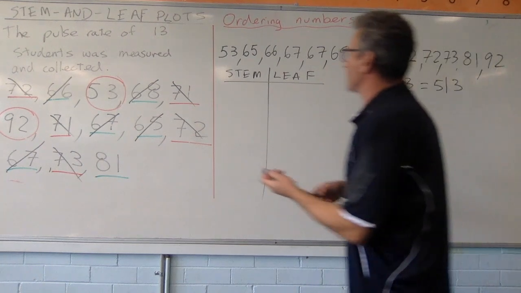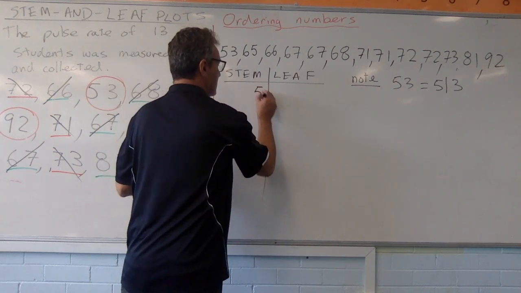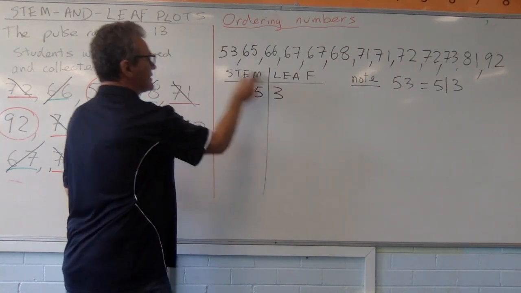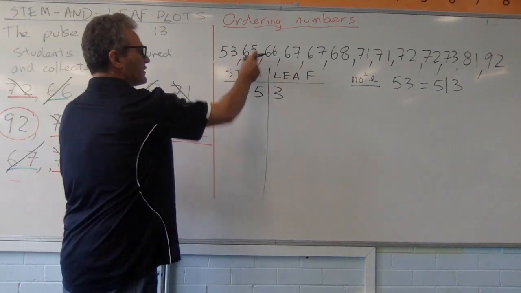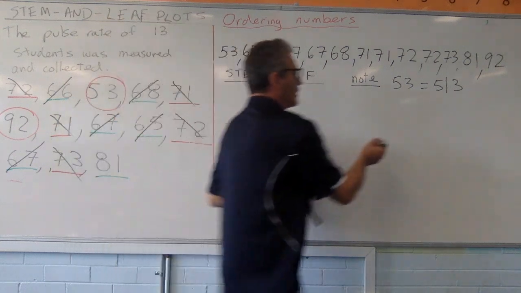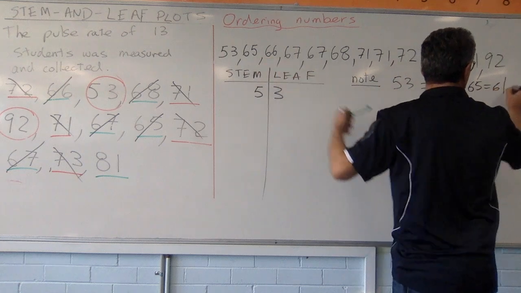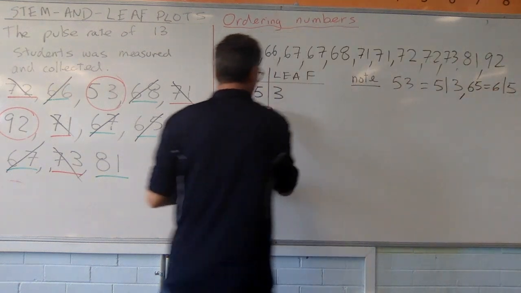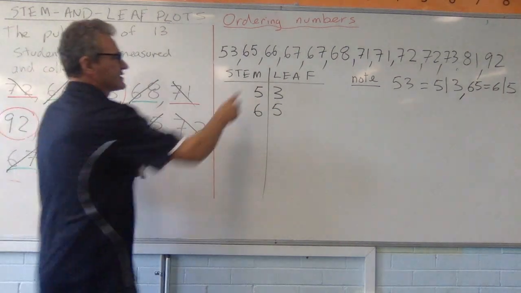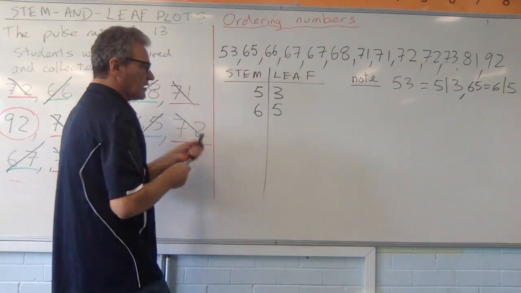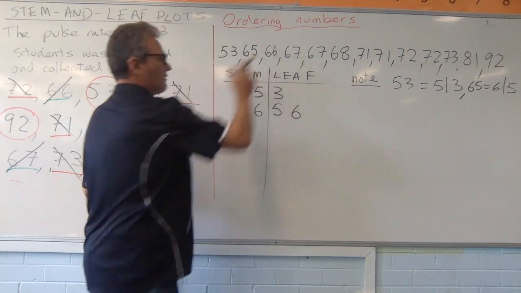So the first number I see is my smallest number. That's why we order them. I put 5 and 3 there. Now, look at the next number. We've got a 65 here. So we'll do one more little note here, then we'll just follow the pattern. 65 equals 6 | 5. I'll go down a line, 6 | 5. Alright, what's my next number? 66. Same pattern. Don't need to put a comma, just go 6 here. 66 is the next number.